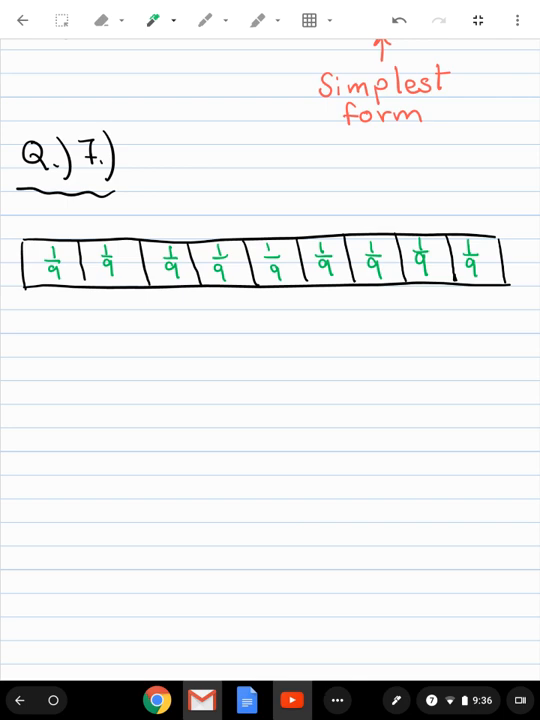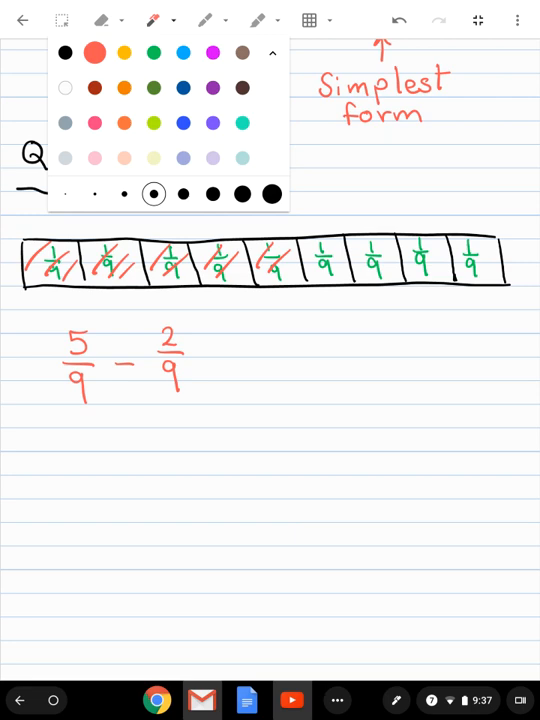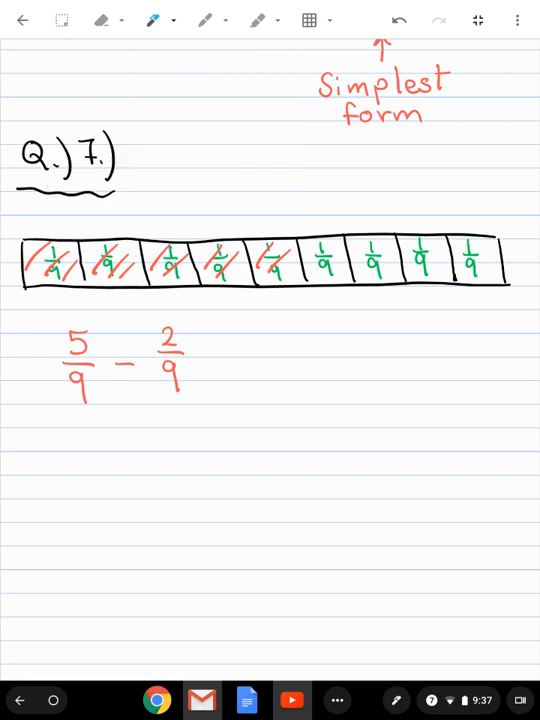What will be our subtraction sentence? Our subtraction sentence will be 5 out of 9 minus 2 out of 9. It means that first I will shade how many parts? 5 out of 9. So 1, 2, 3, 4, 5. Then I need to subtract, or cross out, how many parts out of the 9? I need to cross out 2 parts out of 9.